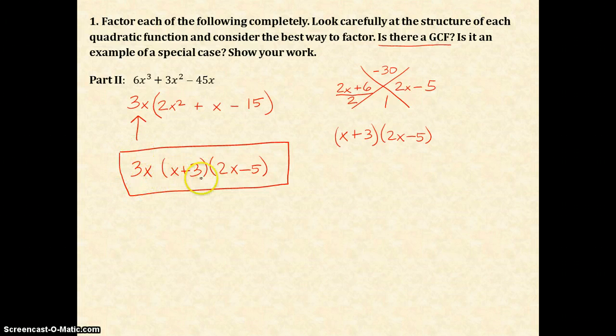And you can always just multiply it all out and make sure that you get this to make sure that your factoring is right. Another thing I can point out is that I could have written the answer like this: 3x times 2x minus 5 times x plus 3, and it would have been just as correct because multiplication has the commutative property. So it doesn't matter what order you multiply in.